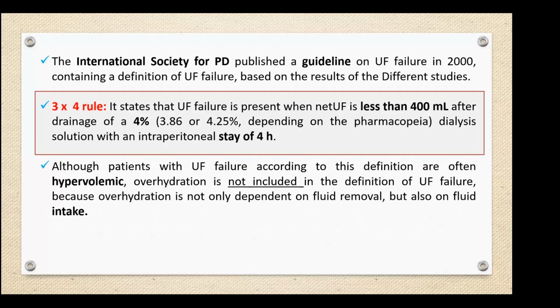The International Society for Peritoneal Dialysis published a guideline for ultrafiltration failure in 2000, and there is a 3 by 4 rule. It states that ultrafiltration failure is present when the net ultrafiltration is less than 400 ml after drainage of 4%, 3.86% or 4.25% dialysis solution with an intraperitoneal stay of 4 hours.